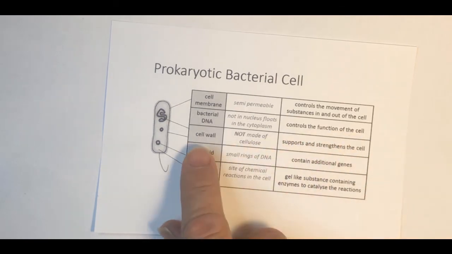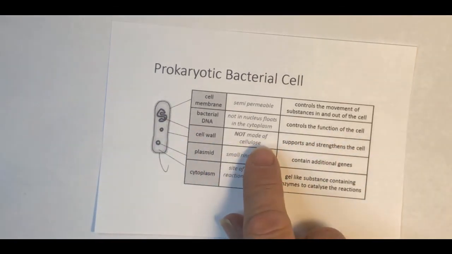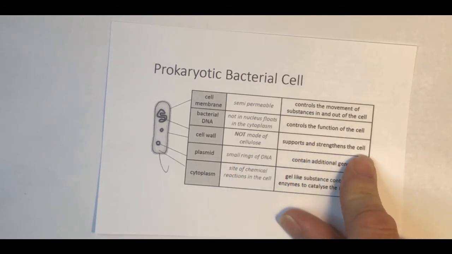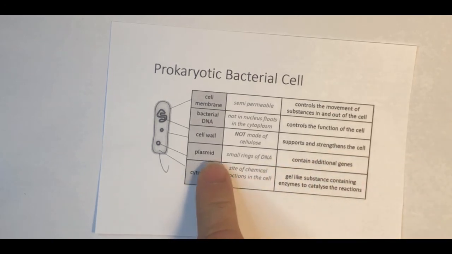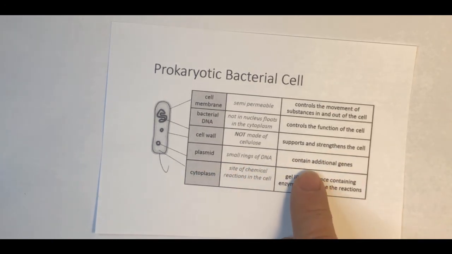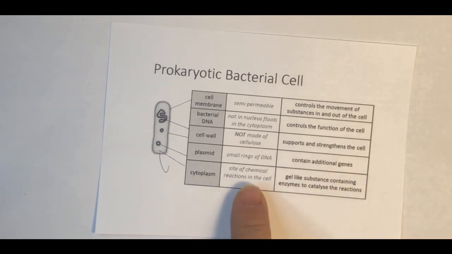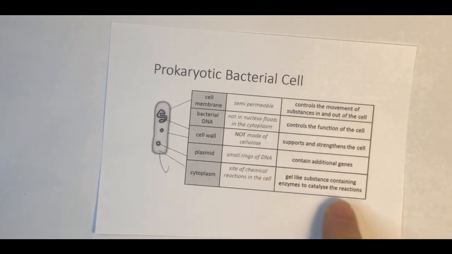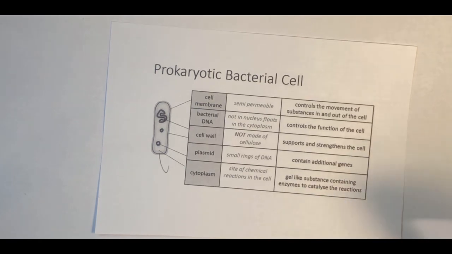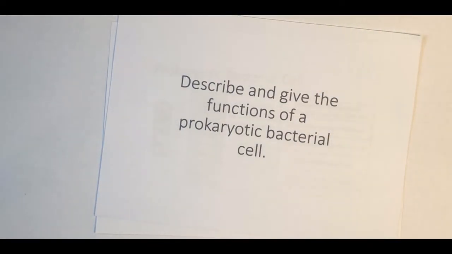The cell wall around the outside, this time, is not made of cellulose, and it supports and strengthens the cell. Plasmid is small rings of DNA, and it contains additional genes. The final one is then cytoplasm, which is the site of chemical reactions in the cell, a gel-like substance containing enzymes to catalyse the reactions. So what you then need to do is put all of those different points together to answer that question to get the maximum marks for it. Describe and give the functions of a prokaryotic bacterial cell.